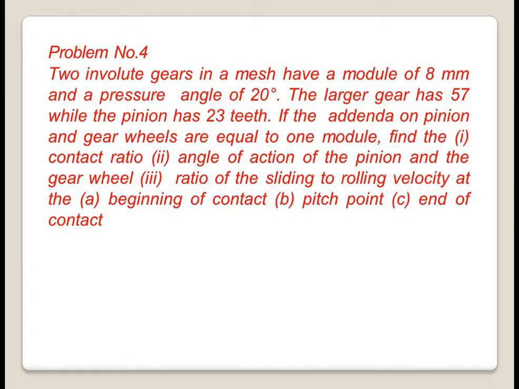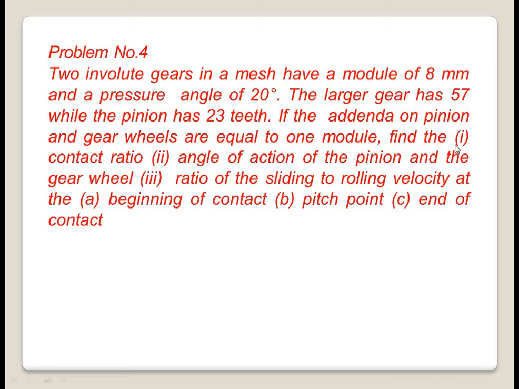Now first, see what the given data is. The involute gear has a module of 8 mm, that is, small m is equal to 8 mm. The pressure angle phi is given as 20 degrees. The larger gear has 57 teeth while the pinion has 23 teeth, that is, capital T is equal to 57 and small t is equal to 23 teeth.